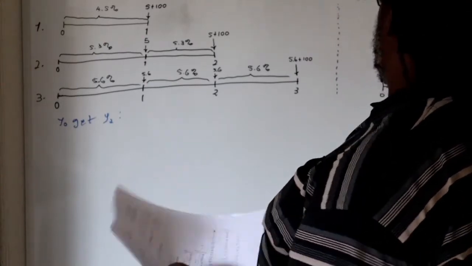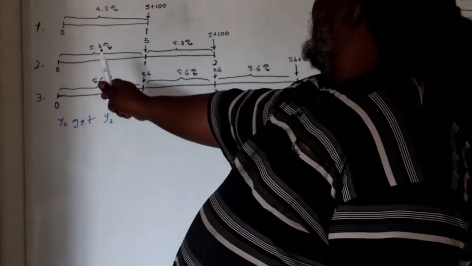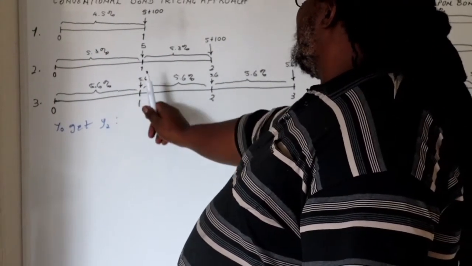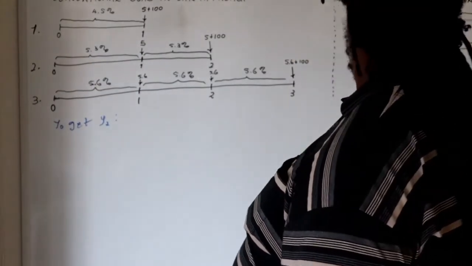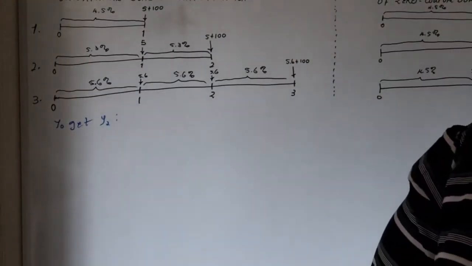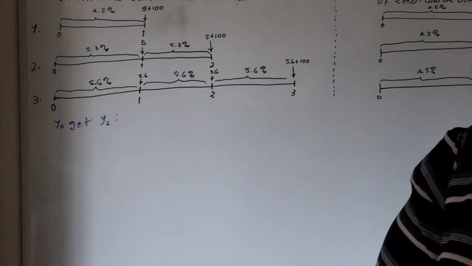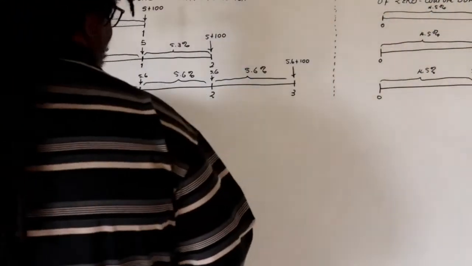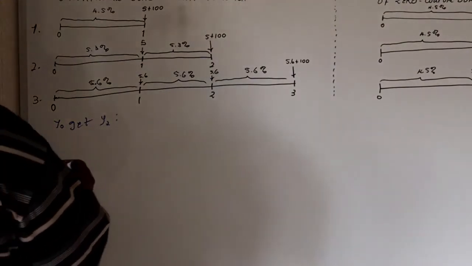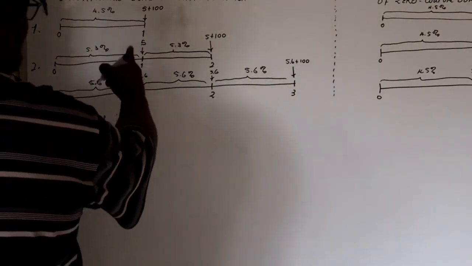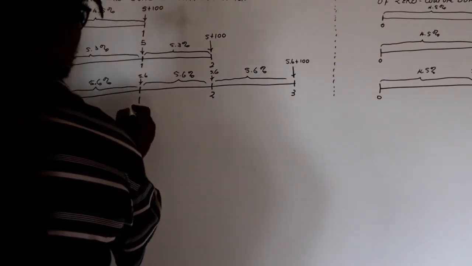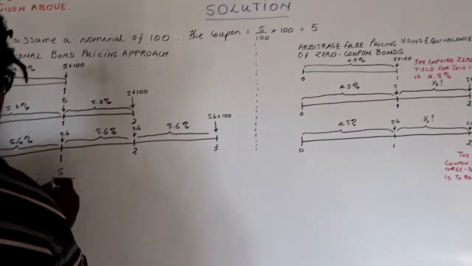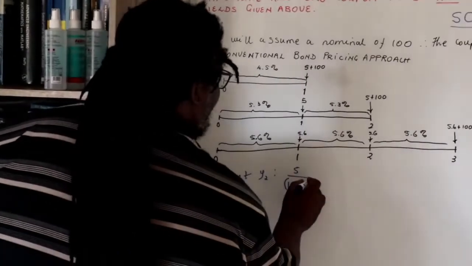To get Y2, we use the conventional bond pricing approach to get the net present value of that bond, which is going to be the price of the bond. And then we equate it to the arbitrage-free pricing using equivalent zero coupon bonds. So then you will have a scenario like the following. For the first coupon there, you have 5 discounted back by 1.053.